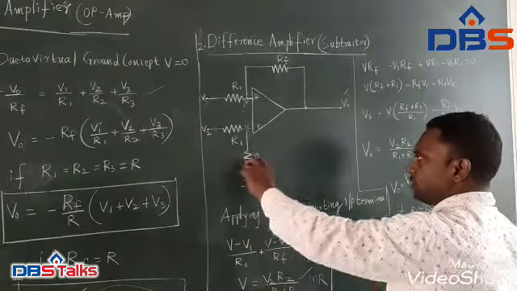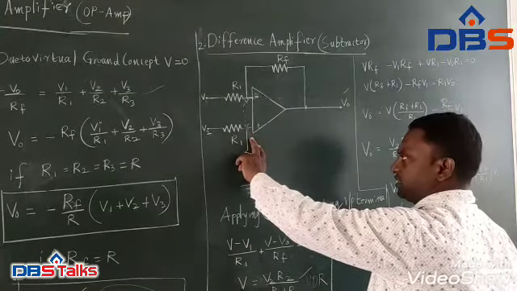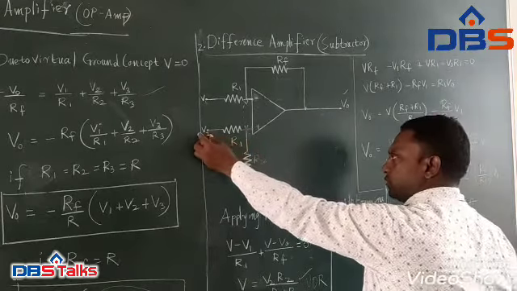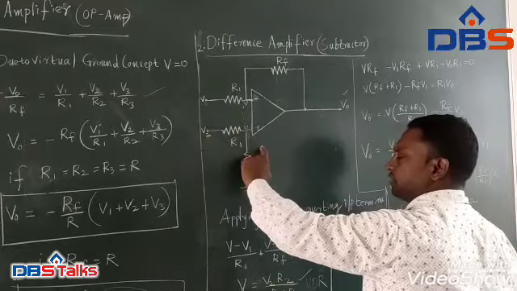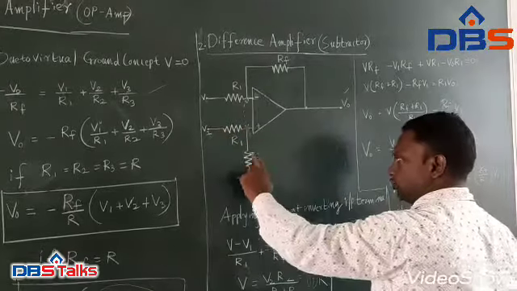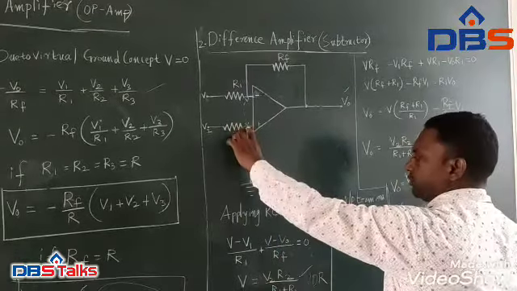What is the voltage division rule? If you want to find out the voltage across part of a series combination of resistors, then you take the main voltage multiplied by the resistance across which you need the voltage, divided by the total resistance. So V2 into R2 by (R1 plus R2). That's what this terminal voltage is.